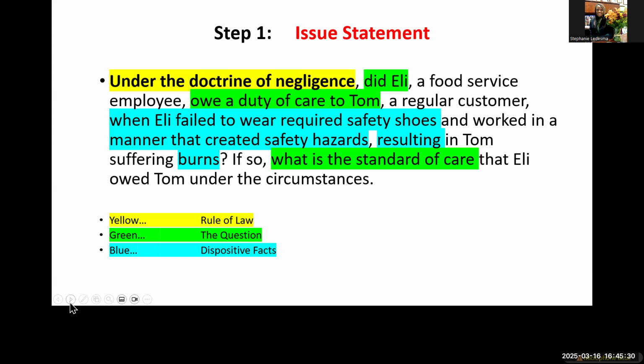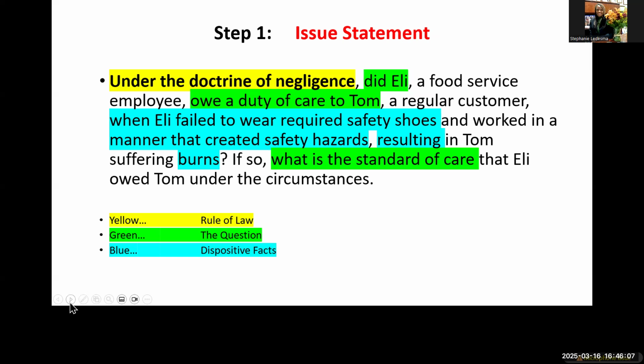My rule is in yellow, negligence. The questions are in green. There's two. Question number one, did Eli owe a duty of care to Tom? You see, literally, if I just read the highlighted pieces, right? A food service employee, you can take that out. I put it in there because it was more descriptive. A regular customer, you could take that out. I included it because it was more descriptive, right?